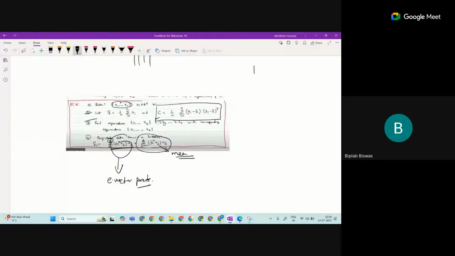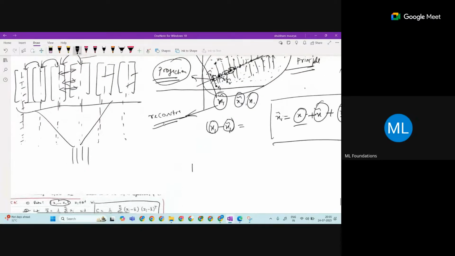So variance also we reduce, right? Because we have to be close to the mean. That is what I want to tell: the variance is maximized. Let me complete it. So that part remains.